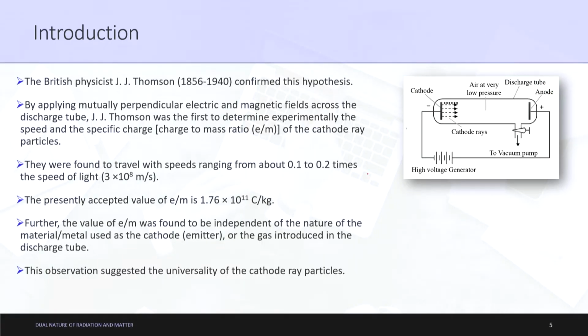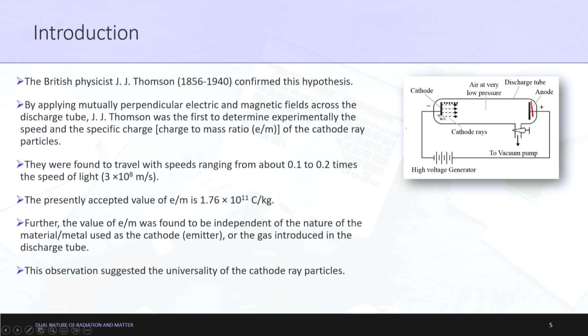So this was a complete experiment. This is the cathode, this is your anode. As you can see, air at a very low pressure. This is something called a discharge tube, and then the electrons were being passed from point A to point B, and hence current was being observed.